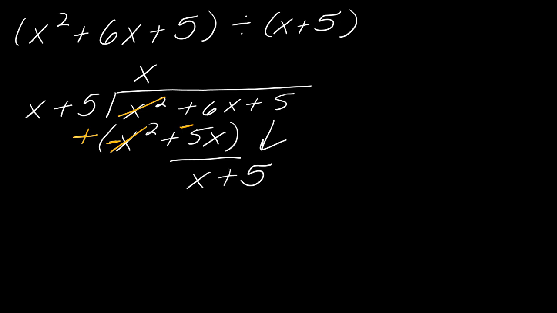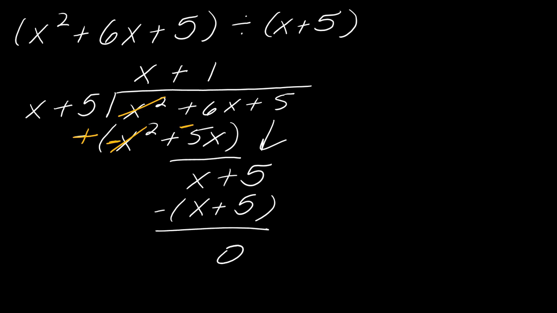And then we repeat the process. Again, this plus 5 is just coming along for the ride. What do I need to multiply x by to get to x? Well, in that case, it would just be 1, right? Anything times 1 is itself. So now I'm going to take 1 times all of this, 1 times x plus 5. So this is going to be x plus 5. I'm going to subtract this off. And of course, now you can see that x plus 5 minus itself will equal 0.